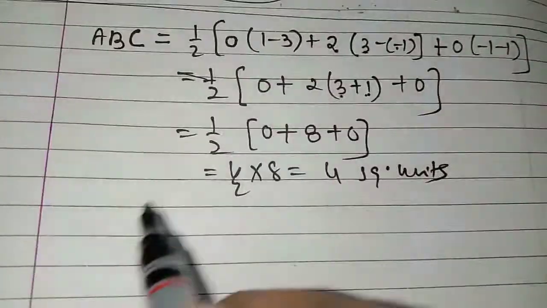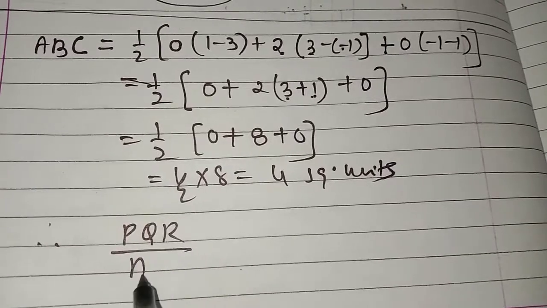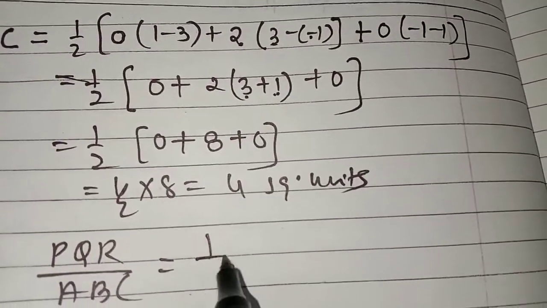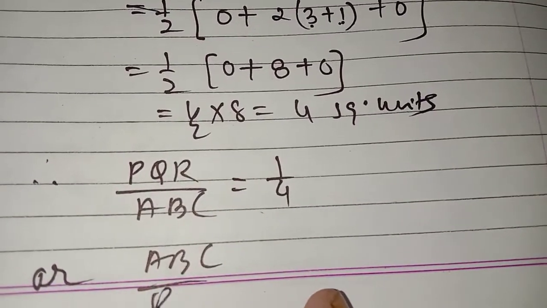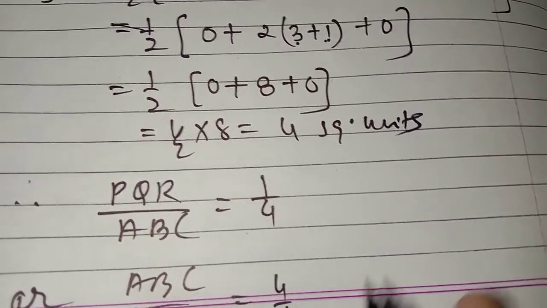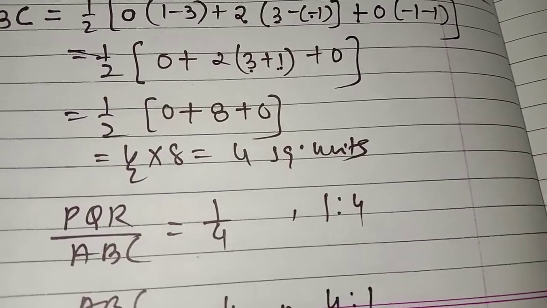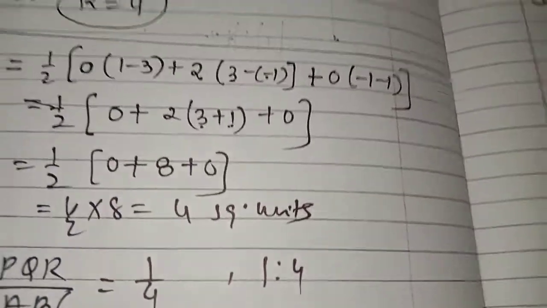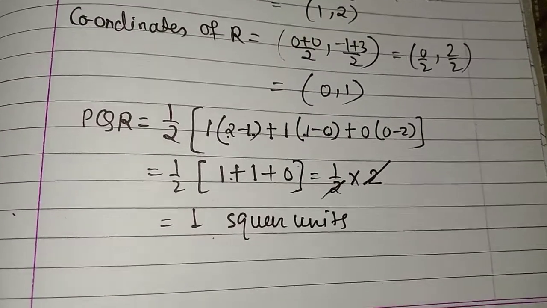So we have to take the ratio. Therefore, ratio of area of triangle PQR upon area of triangle ABC will be 1 by 4. Or if you are asked ABC upon PQR, it will be 4 by 1. It can be written as 1:4 or 4:1. So this is our answer. Clear? So in this way, we have solved the given numerical. Okay, you can see the calculation once again. It will benefit you.